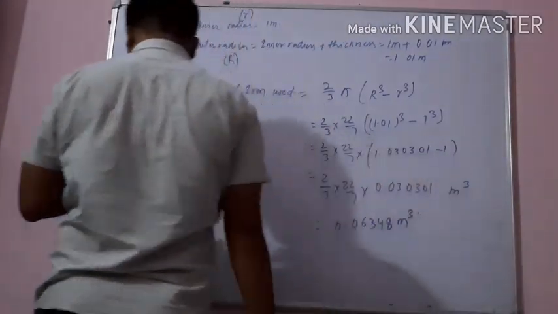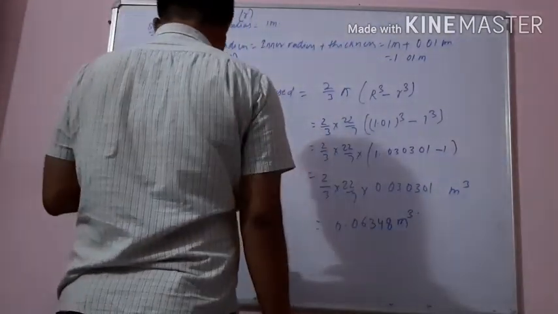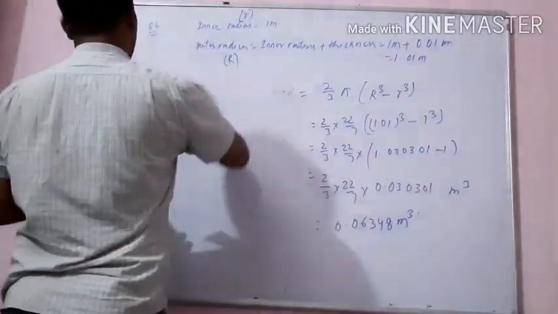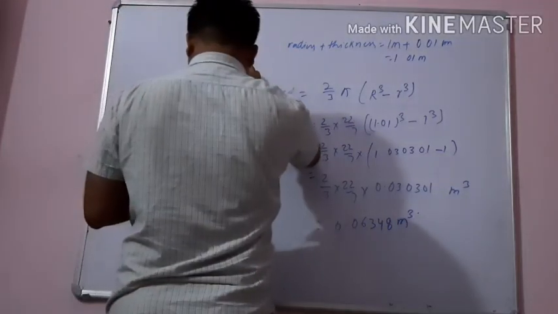Now question number 7 is to find the volume of a sphere whose surface area is given. You can find it very easily. Just from the surface area you find the radius and then you find the volume. Now moving to question number 8.